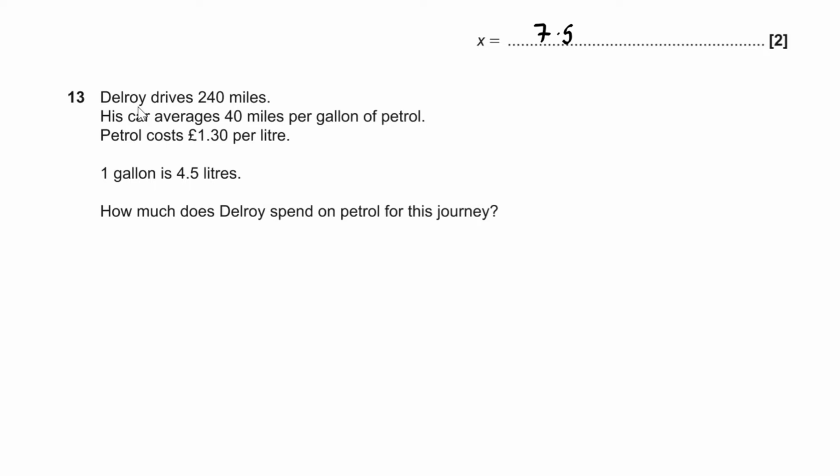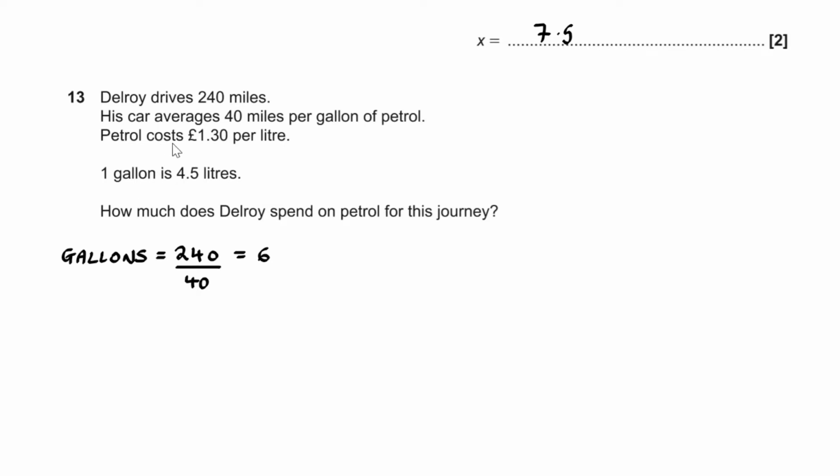Question number 13. Delroy drives 240 miles. His car averages 40 miles per gallon of petrol. Petrol costs £1.38 per litre. 1 gallon is 4.5 litres. How much does Delroy spend on petrol for this journey? First of all, we can find out the number of gallons. If he drives 240 miles and his car averages 40 miles per gallon, then we have 240 divided by 40, which is 6. So he uses 6 gallons of petrol.